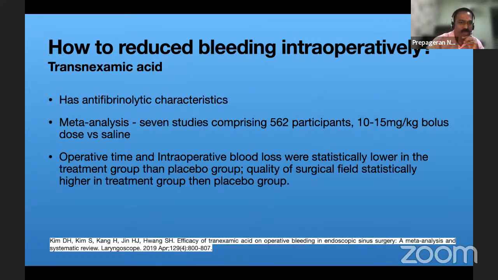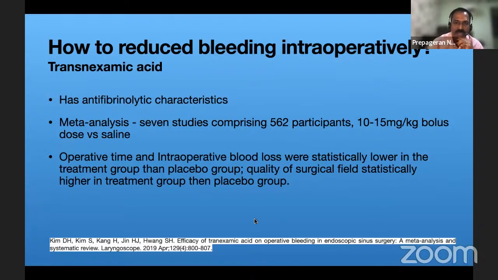This I thought was an interesting paper. A meta-analysis of tranexamic acid where they compared 7 studies, analyzing a 10 to 15 milligrams per kilogram bolus versus saline. And they found, interestingly, that both operative time and the intraoperative blood loss were statistically lower in the treatment group compared to the placebo group. And the quality of the surgical field was statistically higher.